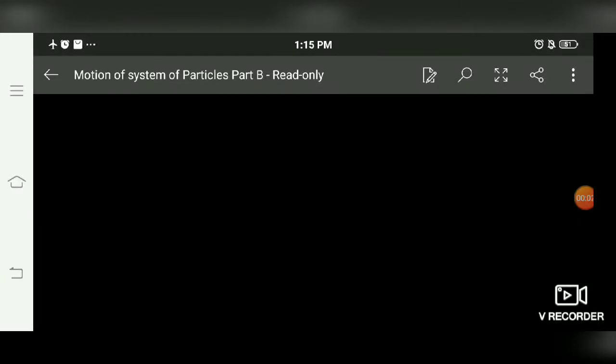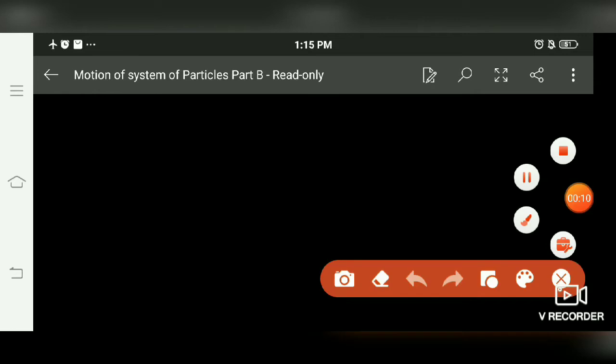Now we are going to derive the expression for position vector, velocity, acceleration, force and momentum for center of mass. Now first of all, what is center of mass?